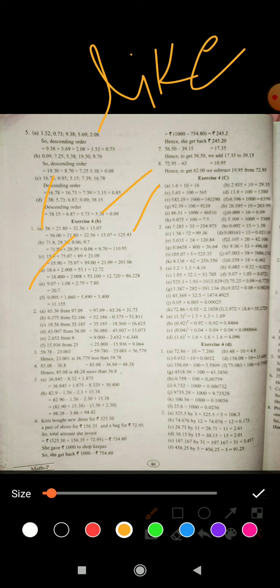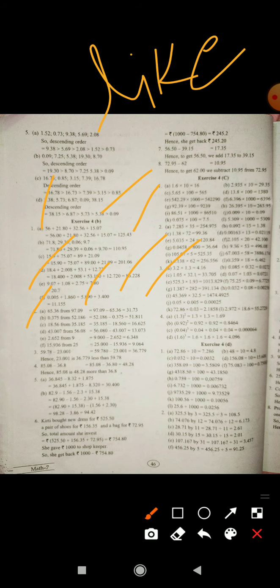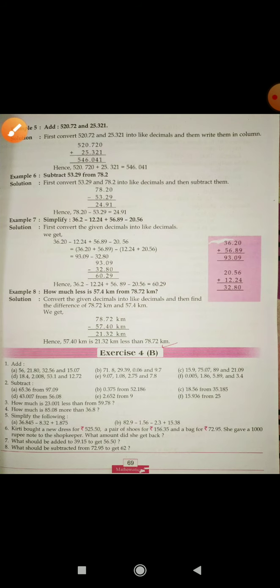Like this, the subtraction. 97.09 subtract 63.36. First we subtract the ones place, tens place, hundreds place, and thousands place, so that we get the number 31.73. So this is also the subtraction and addition questions. I hope you understood how to add and how to subtract numbers.